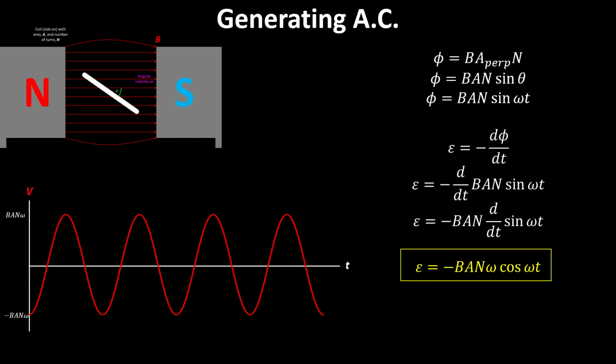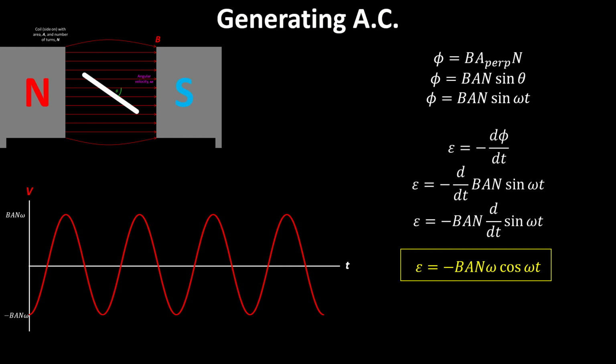So that's basically how we generate AC, is by putting a coil inside a magnetic field and rotating it. And by doing that, we end up with the sinusoidally oscillating voltage that is produced, which we call AC.